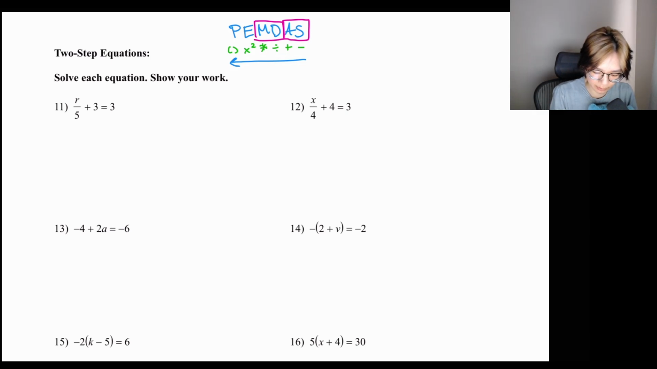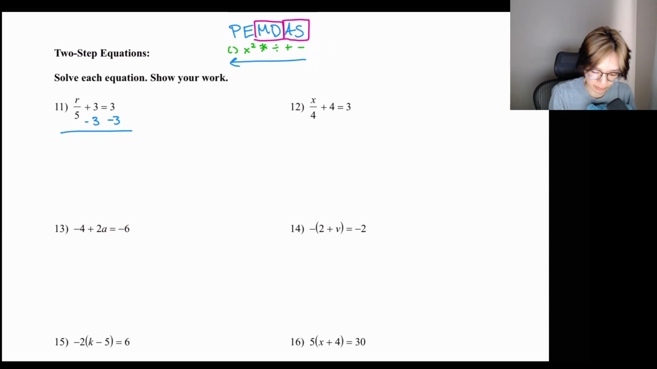We have r divided by 5 plus 3 equals 3. We know at some point we have to subtract because of this addition sign. We know at some point we have to multiply because of this division sign. But which one do we do first? We take a look at PEMDAS over here, going the opposite direction. Addition and subtraction first. If we can add or subtract something first, then that is what we will do. We can subtract 3.